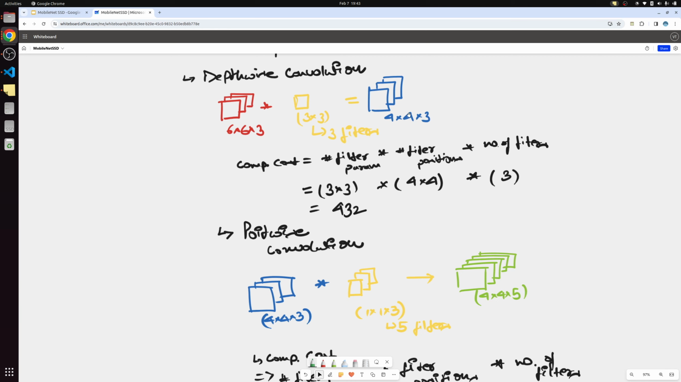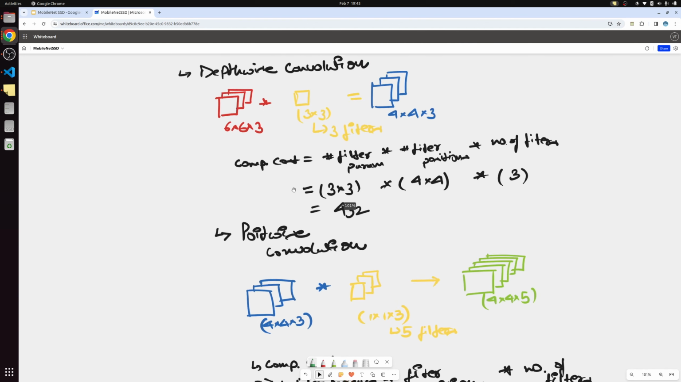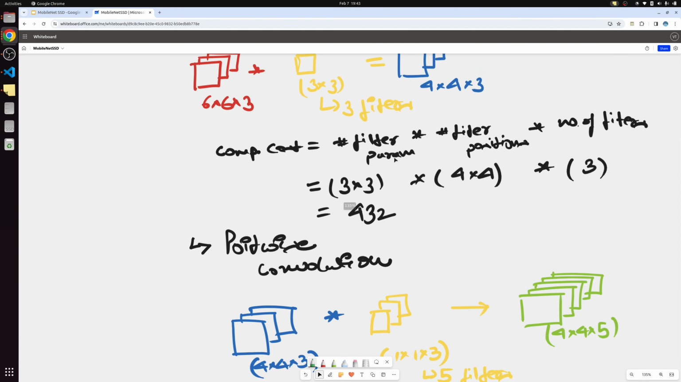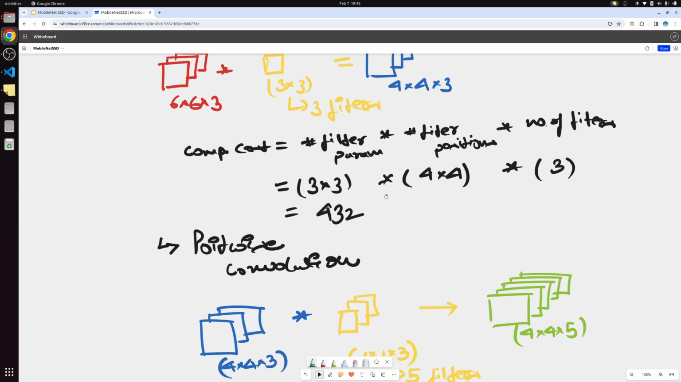So now you are getting output as 4 by 4 by 3 because you use three filters here. Because you are using three filters, you get three channels here, and for each individual filter you get a single channel. Now let's move forward and calculate the computational cost. Because you are using a 3 by 3 filter, the number of times the position changes is 4 by 4, and the number of filters is 3, you get a calculation of 432.